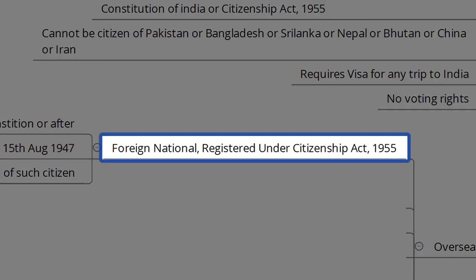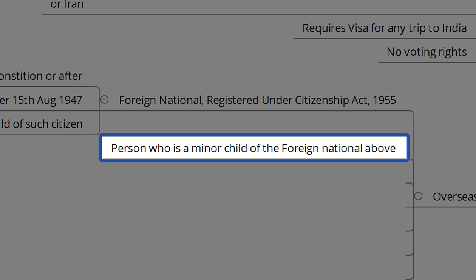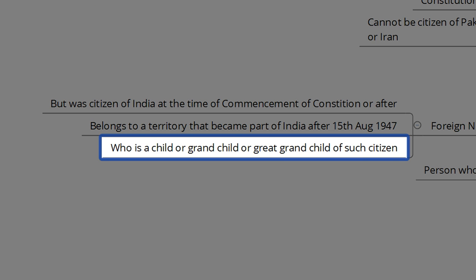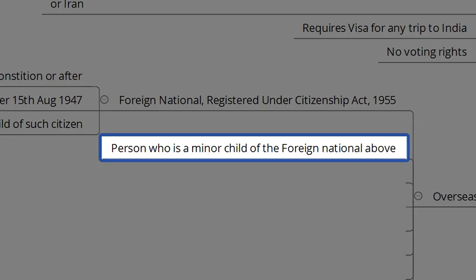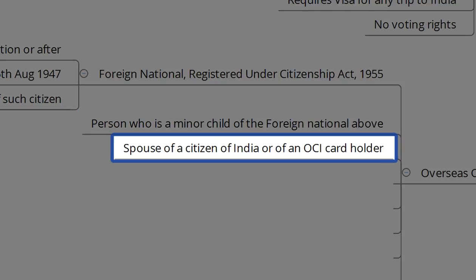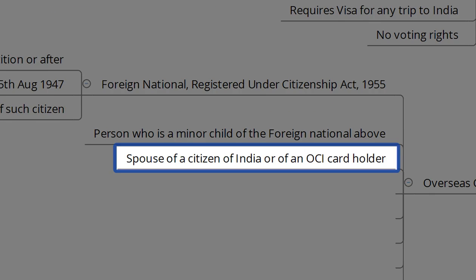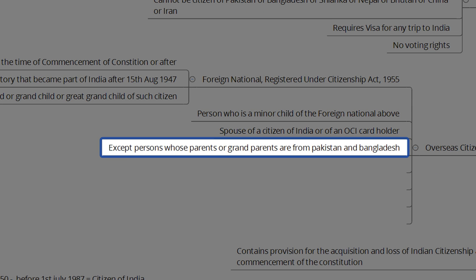So these persons can get the Overseas Citizen of India card, and also a person who is a minor child of the foreign national above. They can also get the OCI card, and also the person who is a spouse of a citizen of India, or the spouse of an OCI card holder. So these persons can get this Overseas Citizen of India card. However, this cannot be given to persons whose parents or grandparents are from Pakistan or Bangladesh.